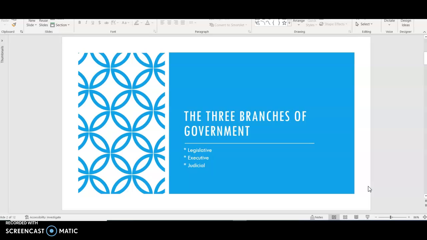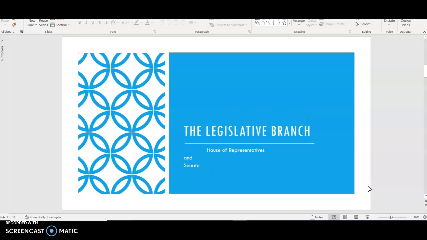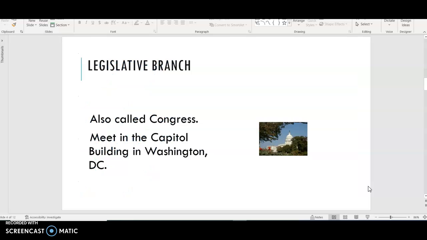When you think about the branches of government, think about branches from a tree. There are three major branches, and those three branches come down to make one tree, which is our government. The legislative branch is made up of two things, the House of Representatives and the Senate. Another way of saying it is Congress. They meet in the Capitol building in Washington, D.C.